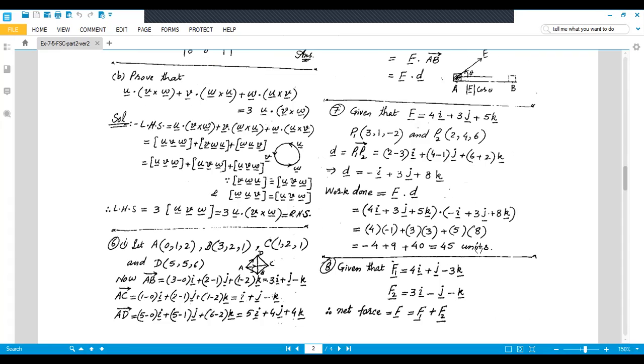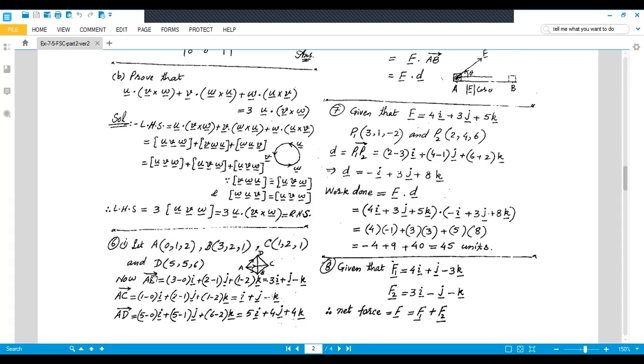Number 6 is, look, let A, B, C and D be given. Find the volume of the tetrahedron with the vertices A, B, C, D. You have to solve the second part and find the volume of the tetrahedron. So the volume of a tetrahedron is 1 over 6 u cross v dot w.